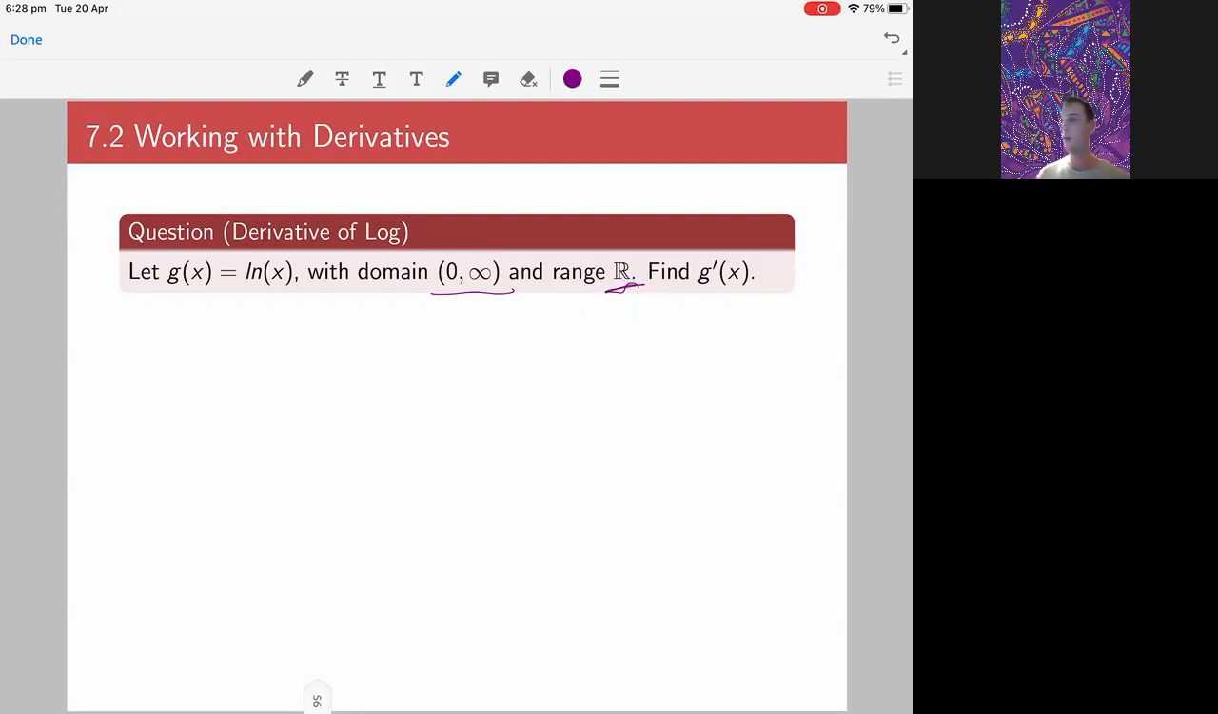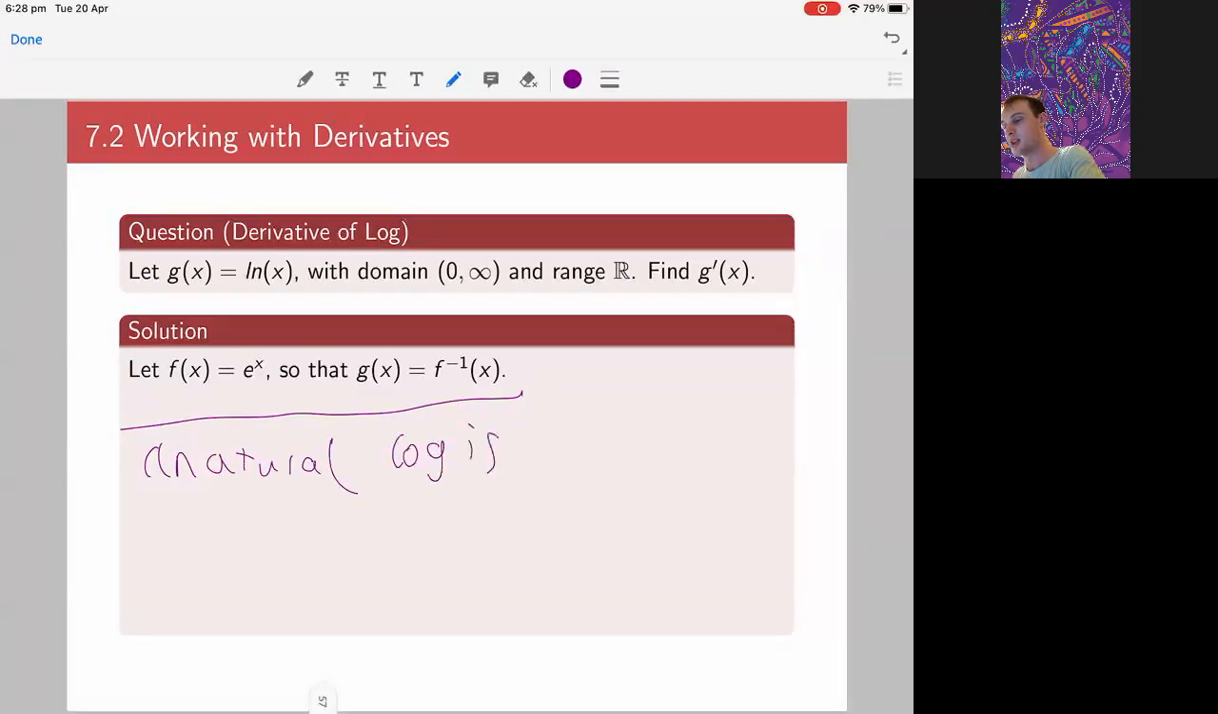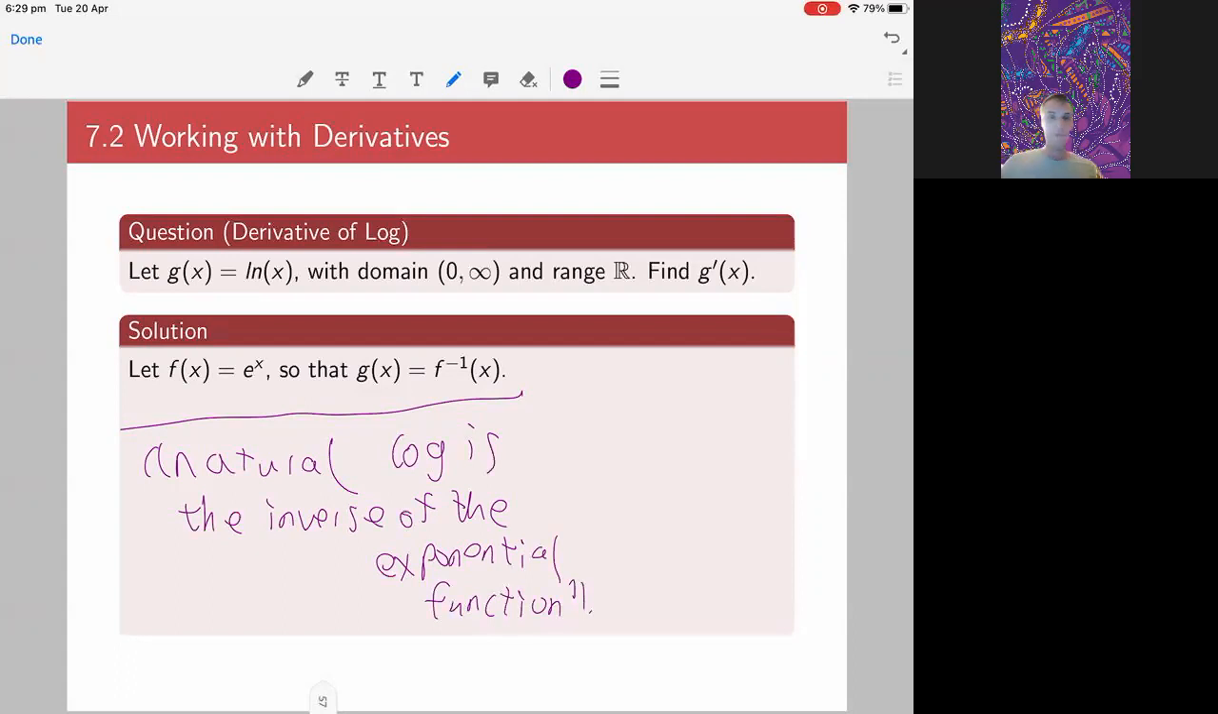Find the derivative. Well, what do we know about the logarithm of x? I guess I haven't really defined what the logarithm of x is for you, but let me define it now. The logarithm of x is defined to be the inverse of the exponential function. So let me write that. The natural log is the inverse of the exponential function. It's this observation here that will allow us to actually compute the derivative.